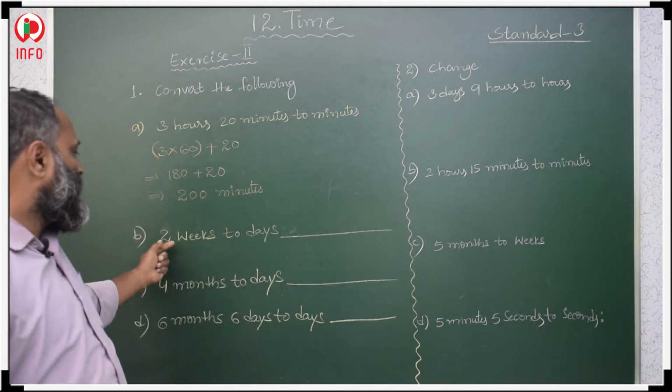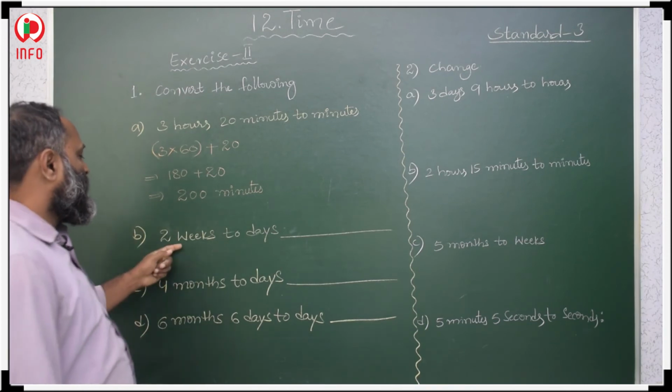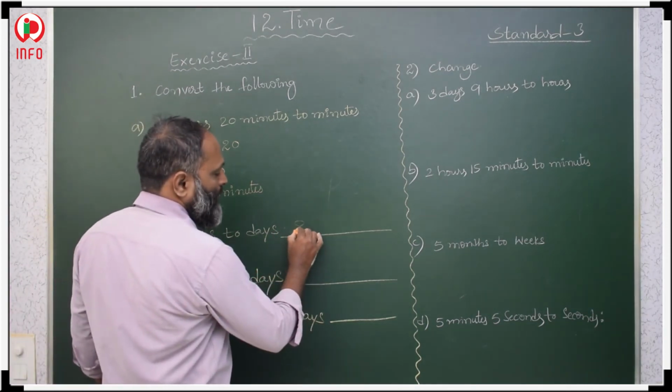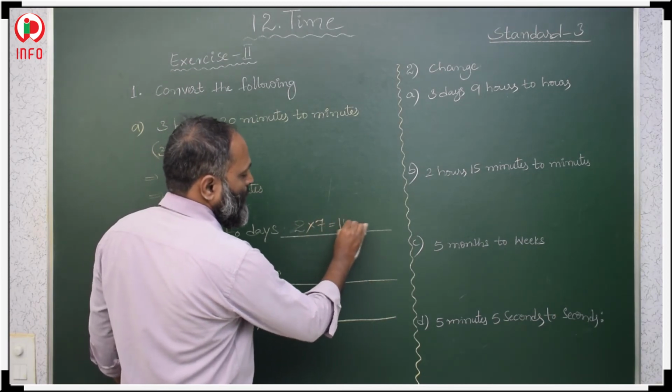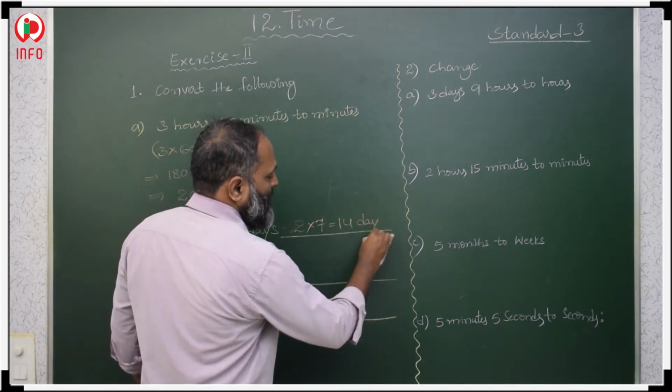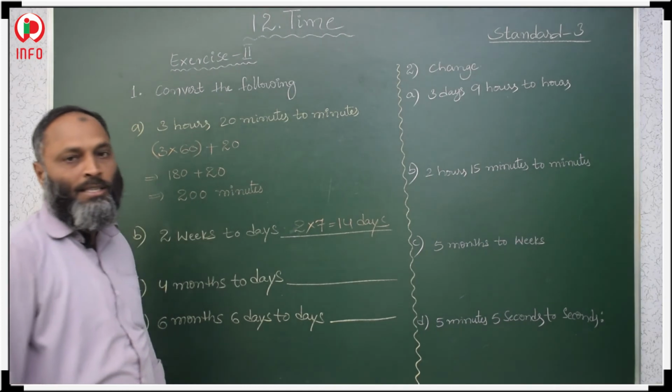Now 2 weeks into days. 2 weeks means 1 week is equal to 7 days. 2 weeks means 2 into 7. 2 sevens are 14 days. 2 weeks is equal to 14 days.